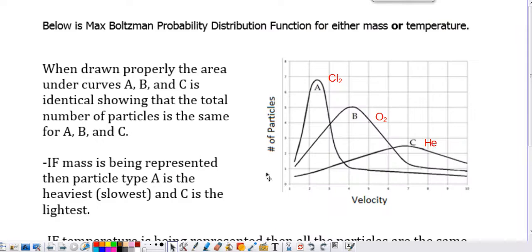In fact, the molar mass of helium being 4 means its velocity has to be a lot faster to achieve the same KE. Oxygen being 32, its mass is 8 times heavier, so its velocity can be a lot slower. Chlorine, 70, so since it's double oxygen, its velocity can be a lot slower and still have the same kinetic energy.